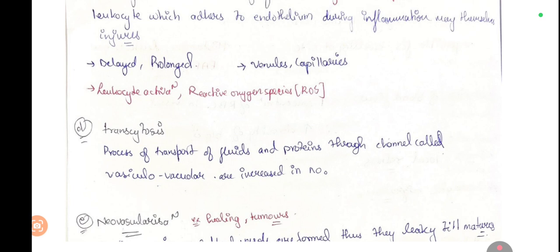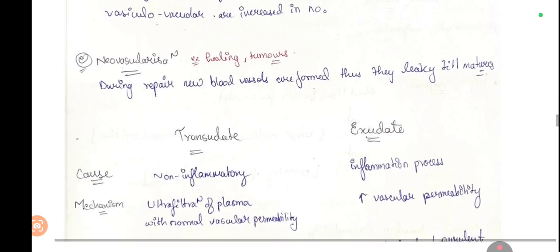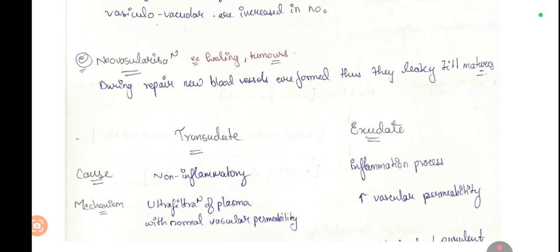Transcytosis is the process of transport of fluids and proteins through channels called vesicular organelles, which are increased in number. Neovascularization. Examples are healing and tumor. During repair, new blood vessels are formed, thus they are leaky until they mature.